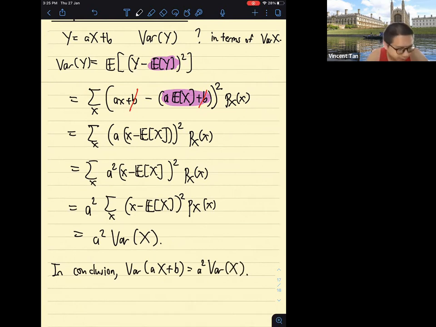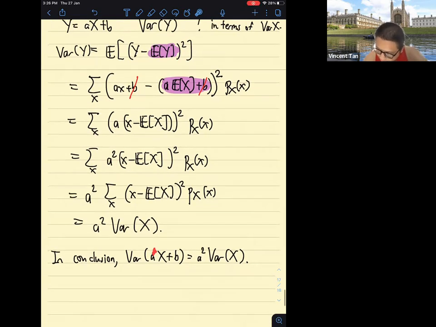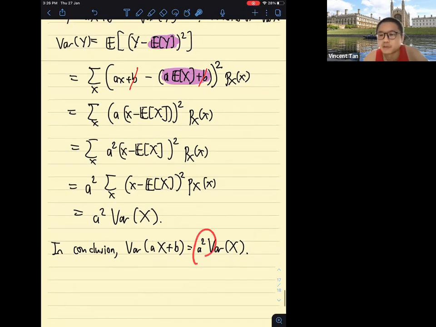So this is something that you have to remember. The whole derivation is also simple, so you can also try to remember it. The point here is that if we shift, we don't affect the variance because the shift gets cancelled out. And the a gets squared because the definition of the variance involves this square here. The a must come out as a squared. If you scale a random variable by a scalar, then you have to multiply the variance by a squared.